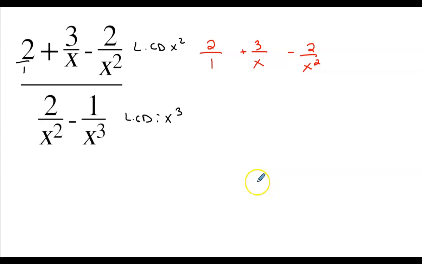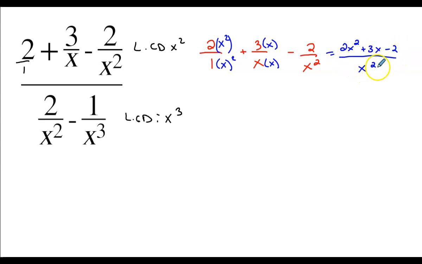And put the missing pieces that they have. So the first denominator is missing x squared, so I'm going to multiply this numerator and denominator by x squared. Second fraction, 3 over x is missing just an x, so I'm going to multiply this one by x. And the third fraction is not missing anything, so that's just going to stay as minus 2. So when I rewrite this, I'm going to be left with 2x squared plus 3x minus 2 over x.